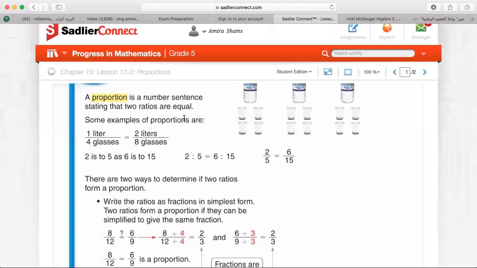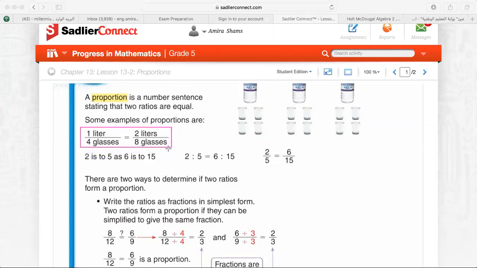Some examples of proportions. 1 liter over 4 glasses is equal to 2 liters over 8 glasses. This is called a proportion. Okay, girls, 1 liter over 4 glasses is equal to 2 liters over 8 glasses. Okay, girls?